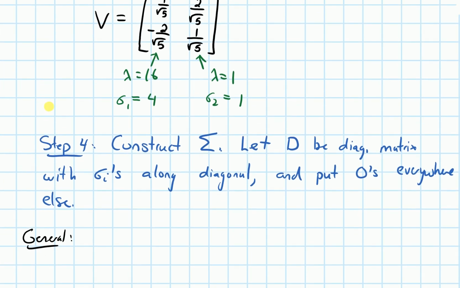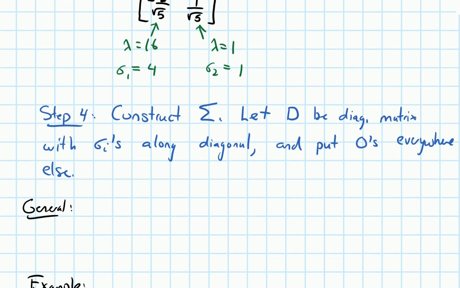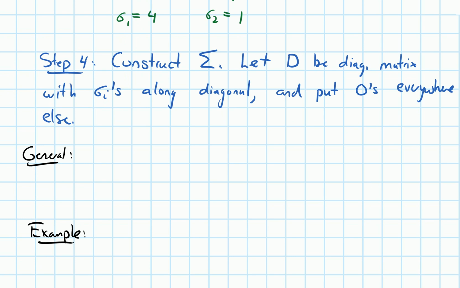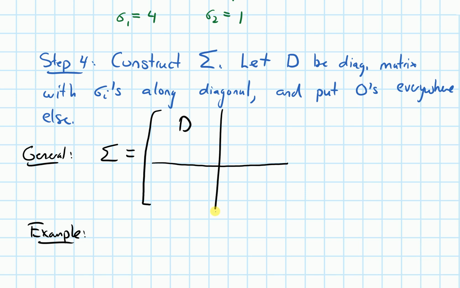All right, so we want to construct sigma. Recall that when we construct sigma, D, the diagonal portion of sigma, is going to have the singular values, the sigma i's, along its main diagonal, and then we're going to put zeros everywhere else in sigma. So the general form for sigma is going to look like, we'll have a diagonal matrix up in the top left. And the diagonal matrix is going to be R by R, where R stands for the rank. Okay, and then everywhere else we're going to have a zero matrix. So zero matrix here, zero matrix here, zero matrix here. And the whole thing is going to be an M by N matrix.